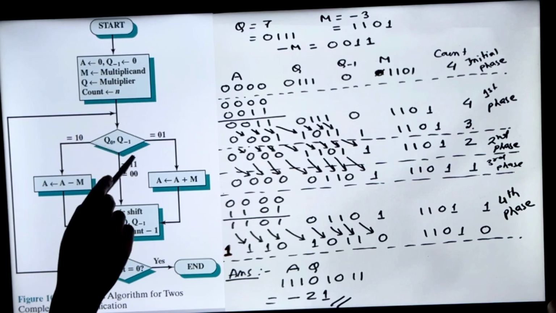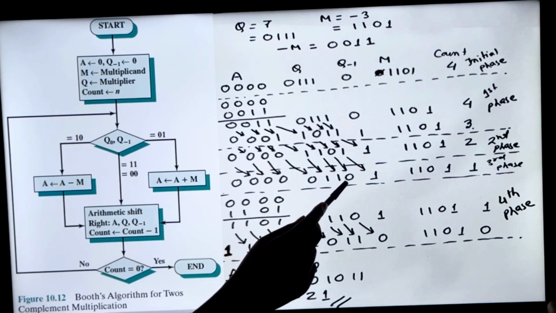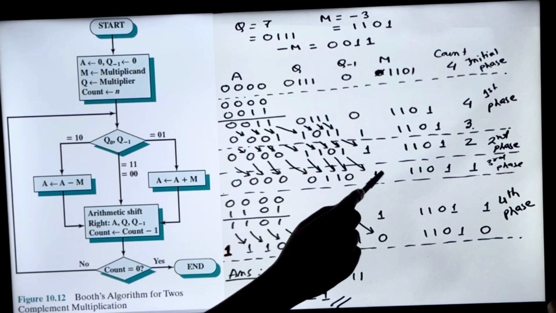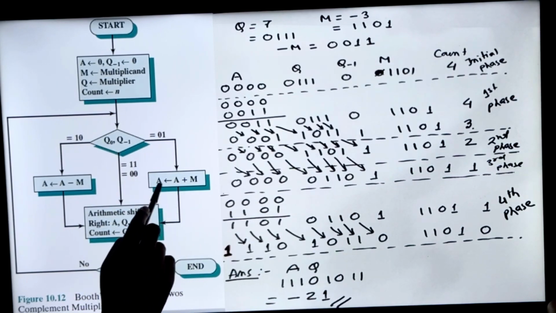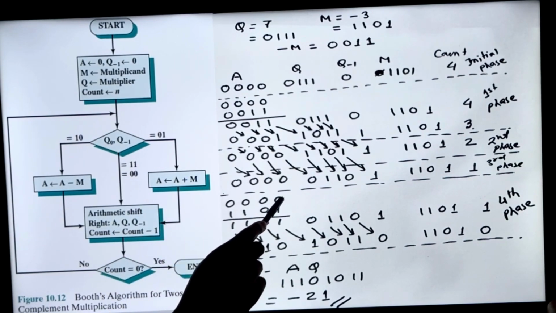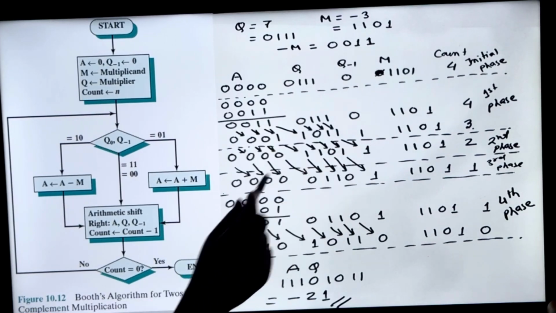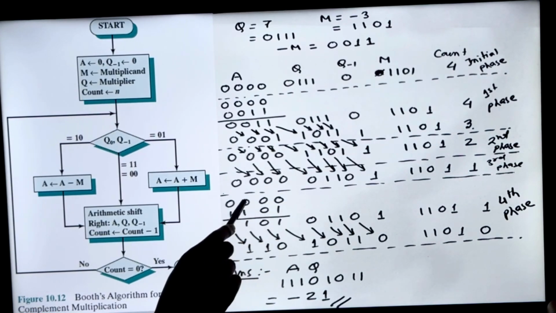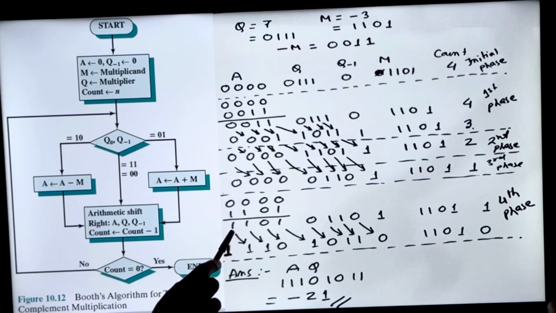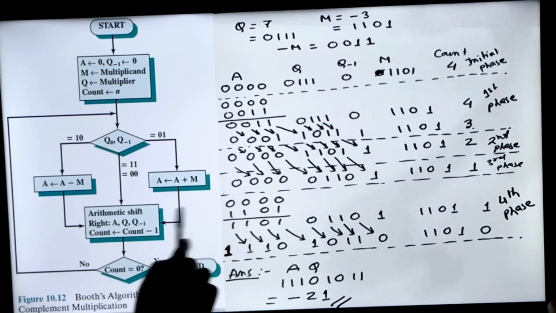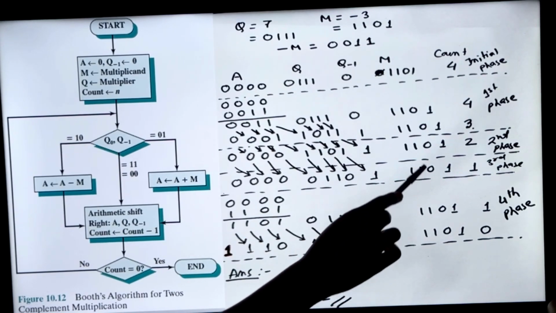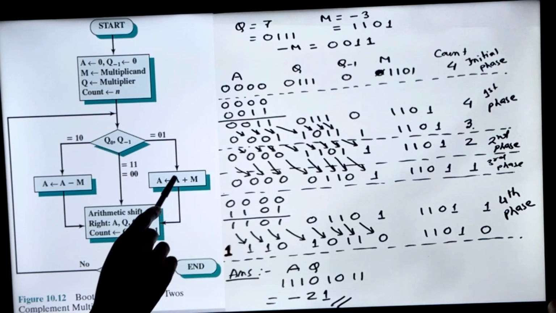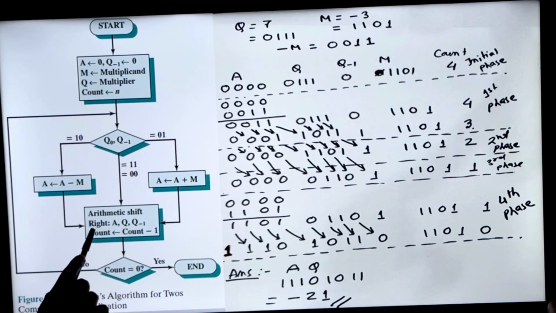In the next run, what will I check? Q naught, q minus 1. What are my q naught and q minus 1? It's 0 1 now. So for 0 1, I will take this right path. What I have is A equals A plus M. So what is my A here? 0 0 0 0. What is my M here? 1 1 0 1. Just add it. 0 plus 1 is 1, 0 plus 0 is 0, 0 plus 1 is 1, 0 plus 1 is 1. Fine. After adding, what do I have to do? All the other things you put as they are. 0 1 1 0. Here I have 1. Here I have 1 1 0 1. Here I have 1. Then come back to this box and do the right shifting.